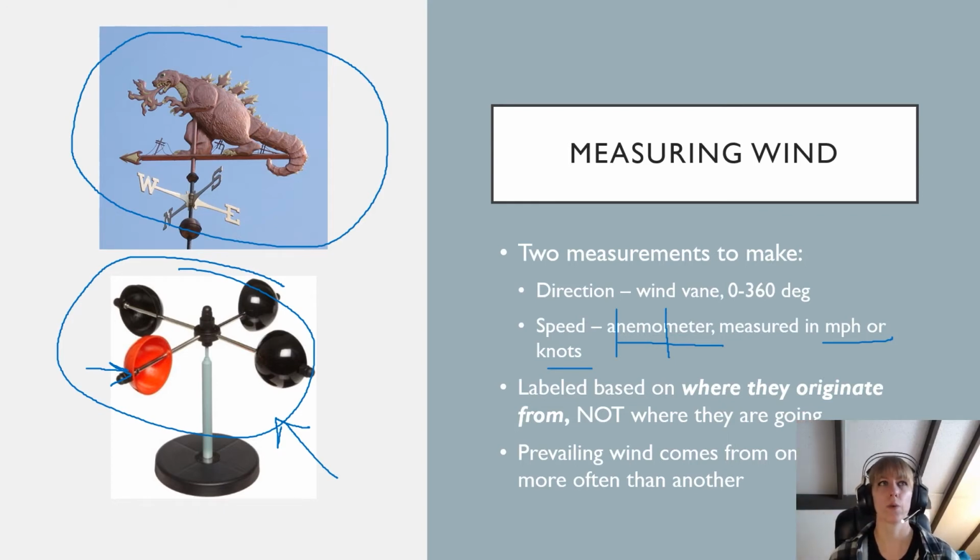So, wind. Wind is labeled based on where it originates from, not where it's going. Okay. So if we have wind coming from the northeast, that means it's coming from the northeast. It's a northeasterly wind. It may be going southwest, but we're not going to say it's a southwestern wind. We're going to say where it originates from, which is the northeast. A prevailing wind is a wind that comes from one direction more than any other. Okay, so if you have a prevailing northerly wind, that means we have a wind coming from the north more often than any other direction.